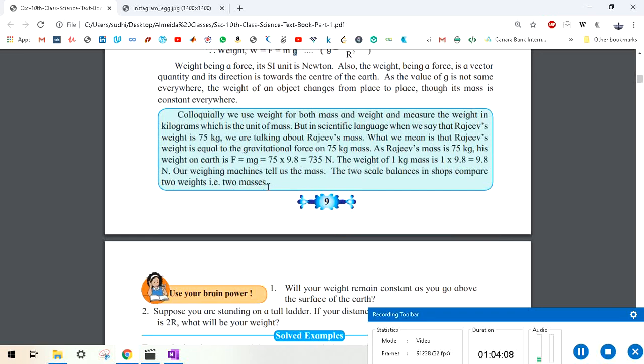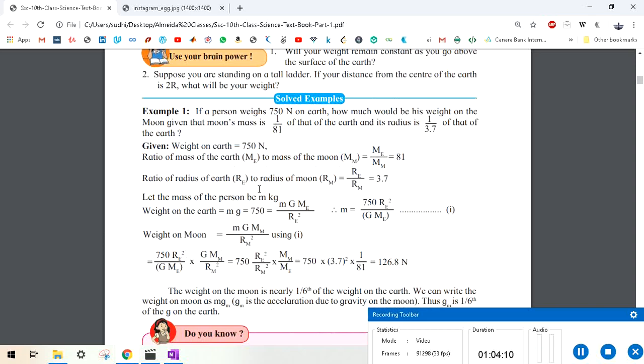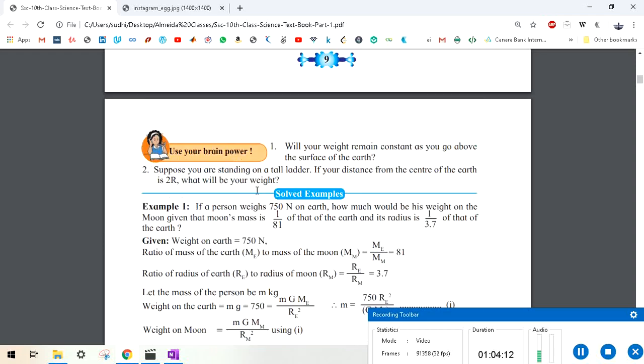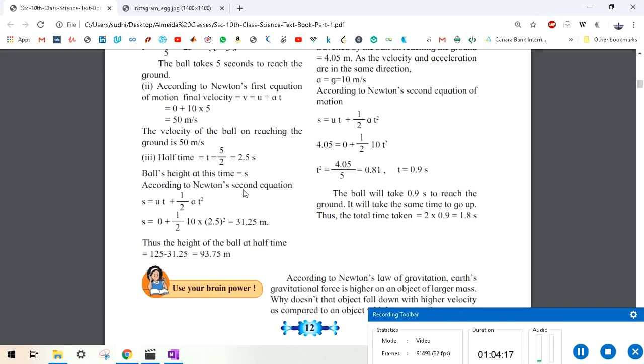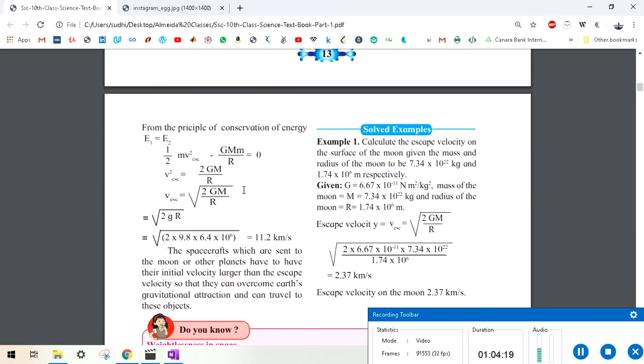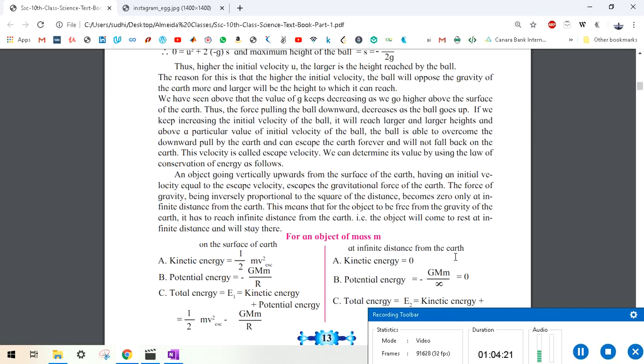Okay, now, I think there is one last sum they have, and that is free fall. We will cover this topic probably in the next lecture. This much is enough for now.